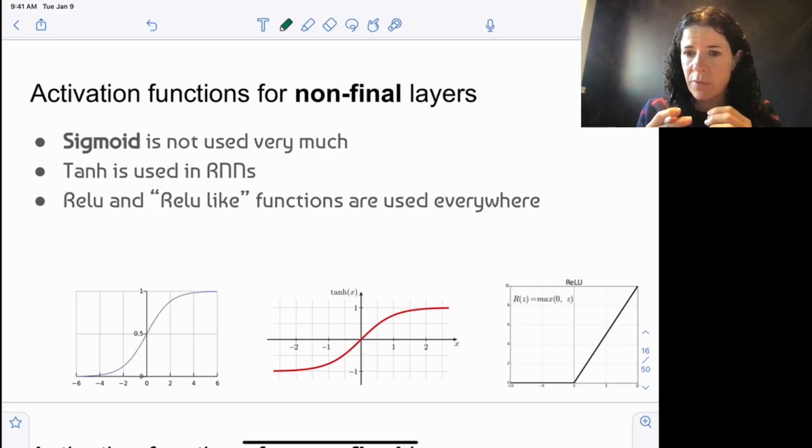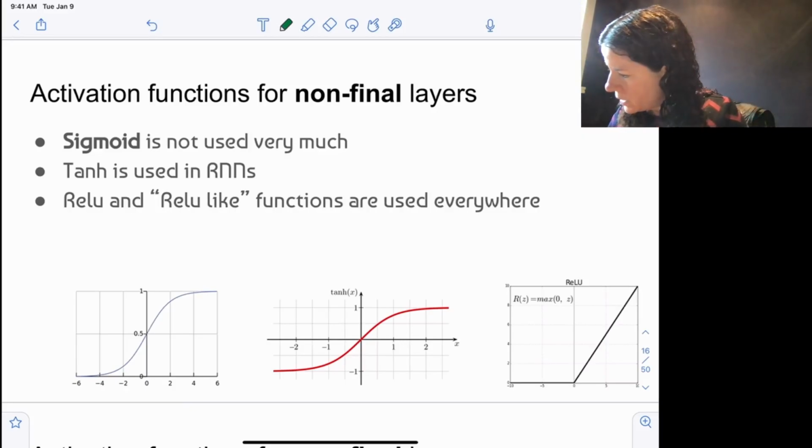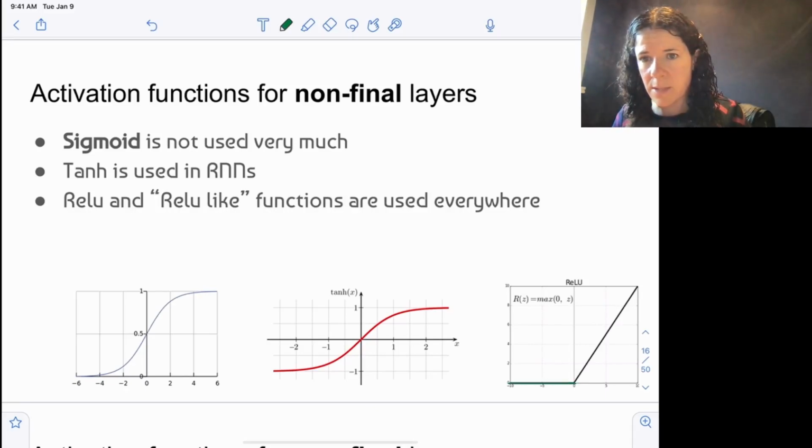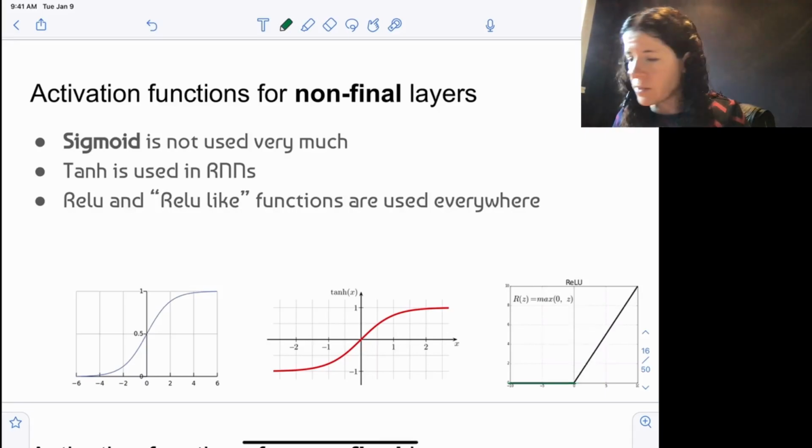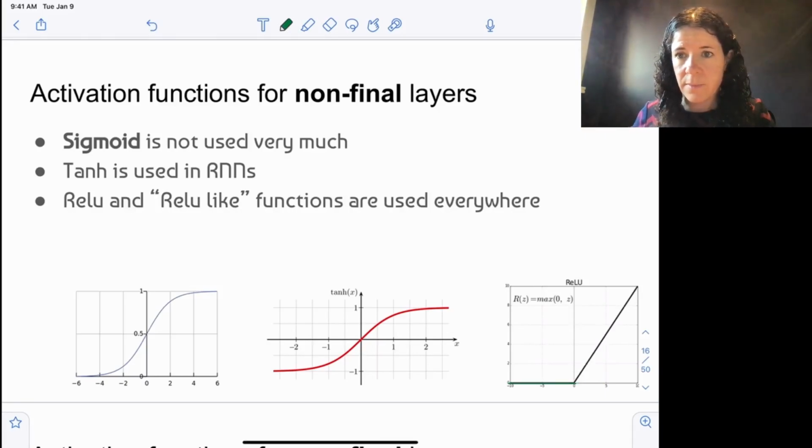ReLU is a very simple function. If you see here, it's a function that is going to be 0 for anything that is less than or equal to 0, and then it's basically z equals z for all the other part. It's a piecewise linear function.